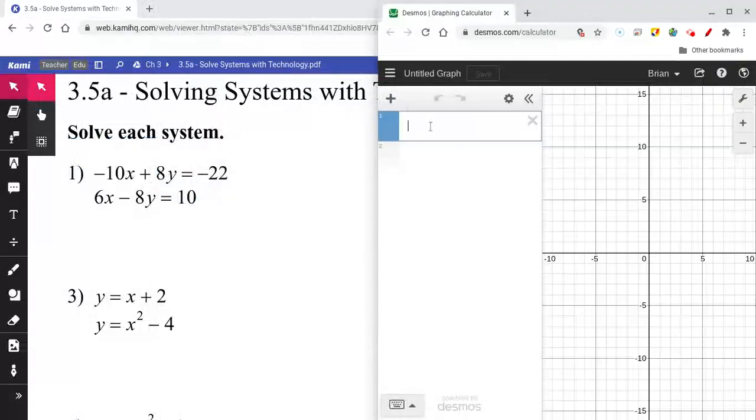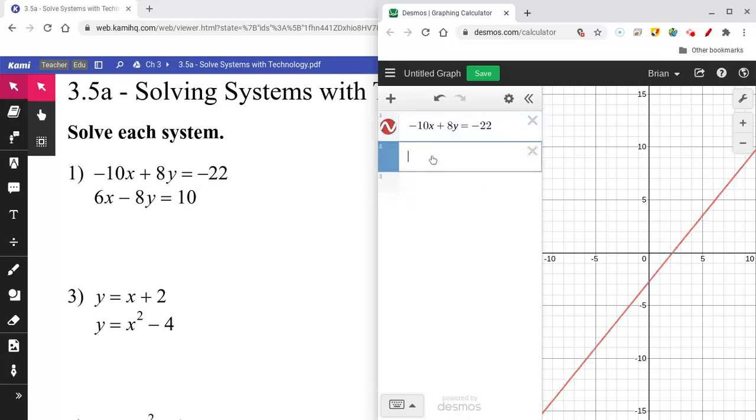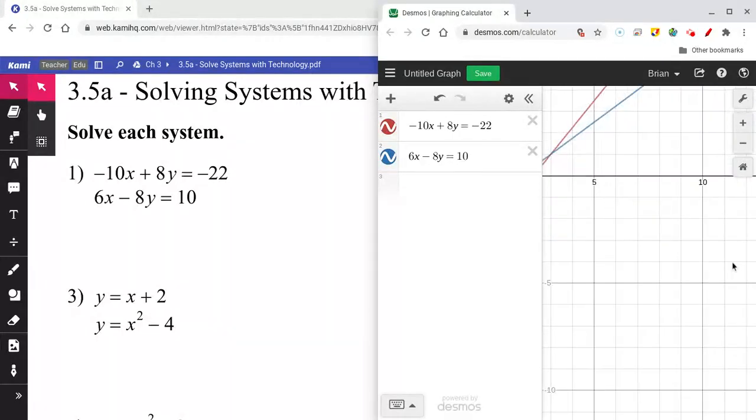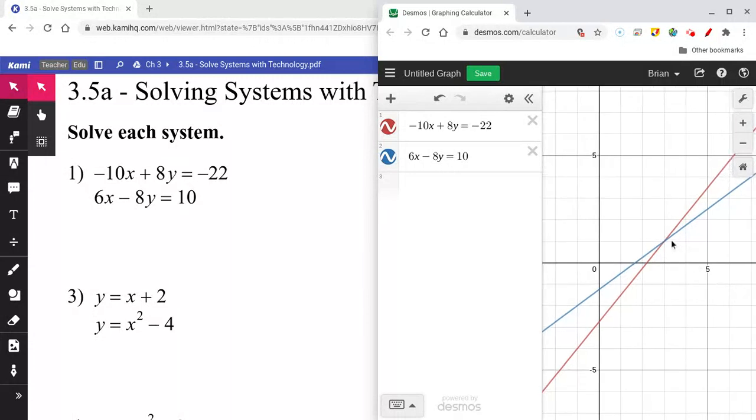So we've got two equations, negative 10x plus 8y equals negative 22. So we can see it's just a line. And then 6x minus 8y equals 10. Okay, so two lines. And we've just got two lines. We look at where they cross. Looks like they cross at 3, 1.